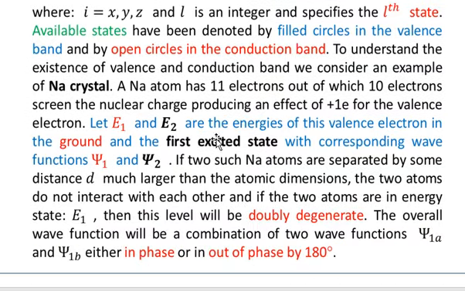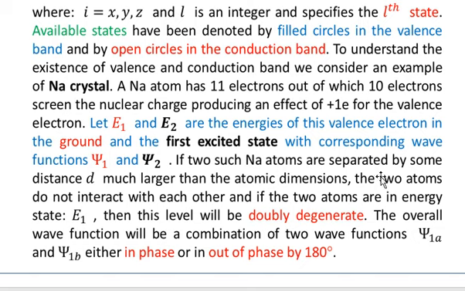So let E1 and E2 be the energies of this valence electron in the ground state and in the first excited state, with the corresponding wave functions represented by psi1 and psi2. So you see that for the valence electron of the sodium atom, which is the only electron in the outermost shell, we are assuming that when the sodium atom is in the ground state, it has an energy E1. But if you move the sodium atom to the next excited state, then it will have an energy E2, with the corresponding wave functions psi1 and psi2.